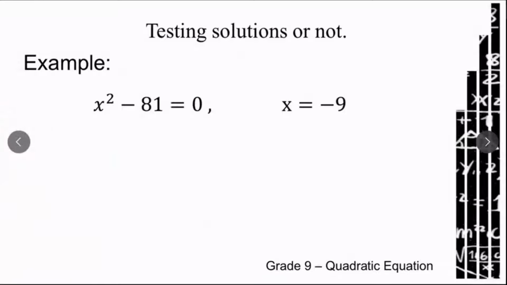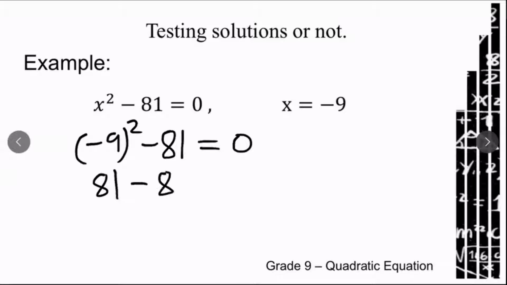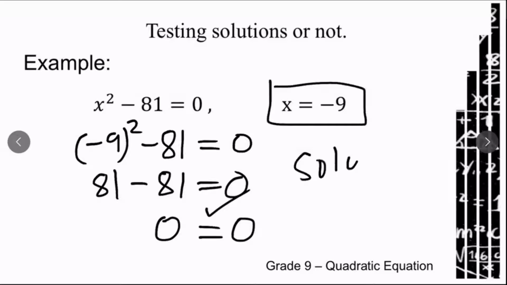So let us test whether our given x value is a solution or not. Substituting −9 into our expression, it becomes (−9)² − 81 = 0. Simplifying, −9 multiplied by −9 is positive 81, minus 81 is equal to 0. 81 minus 81 is 0, which is equal to 0. As you observe in our last step, 0 is equivalent to 0. Therefore, we can say that −9 is a solution of the given quadratic equation.